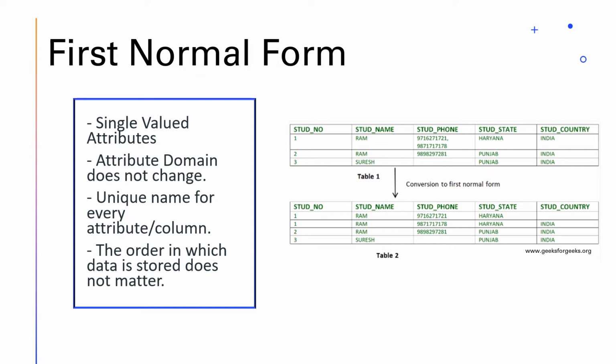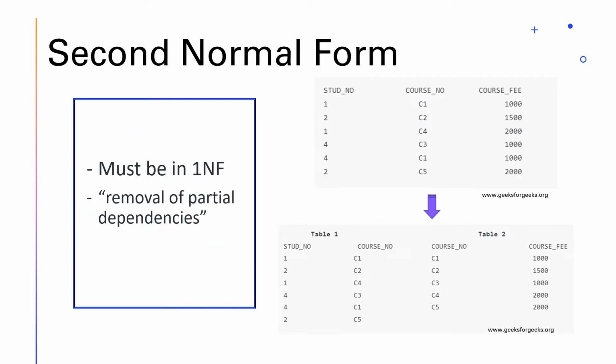As you can see here in this table, in column student phone, there are multiple valued attributes listed in the first row. The second table demonstrates converting the first table to its normal form by providing an entire row for the previous multiple valued attribute. A relation that is in first normal form, in which every non-primary key attribute is fully functionally dependent upon the primary key, is considered to be in second normal form. Second normal form, again, must be in first normal form and is considered a removal of partial dependencies.